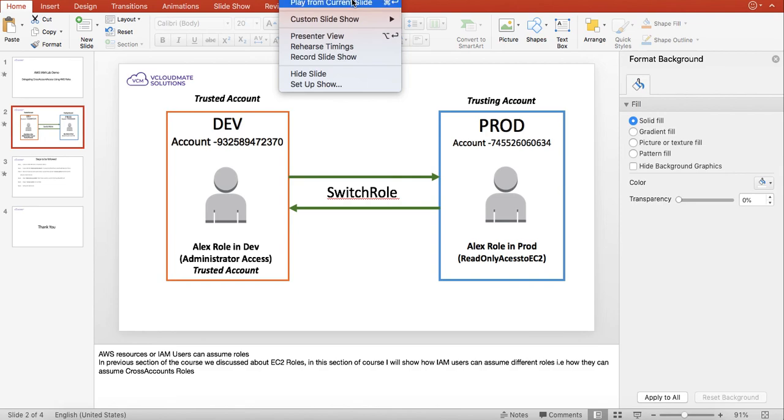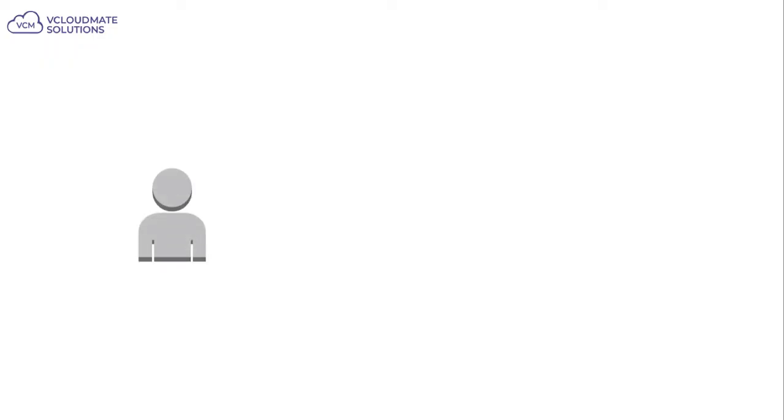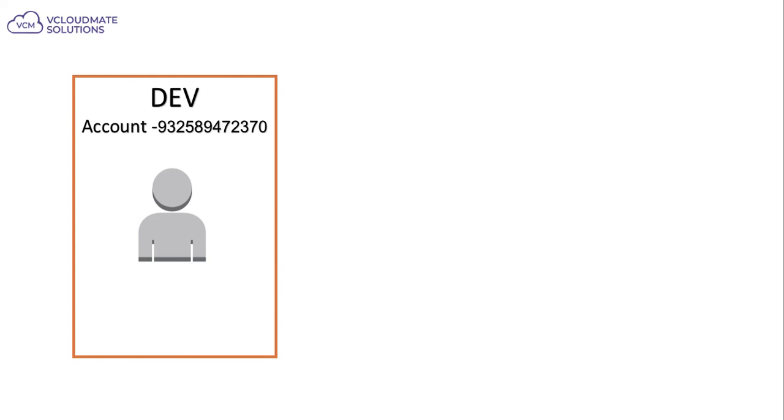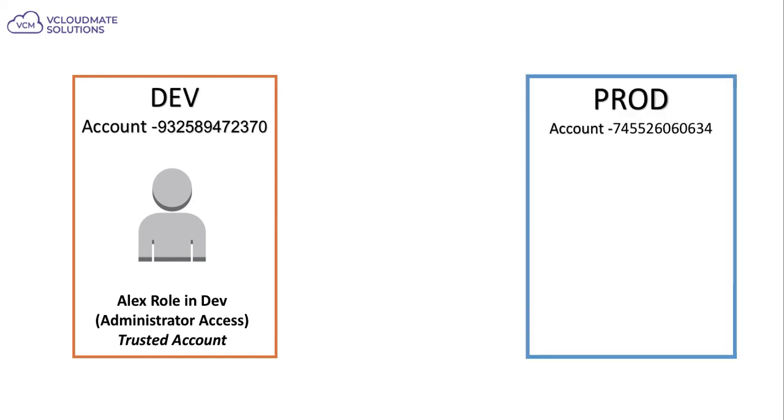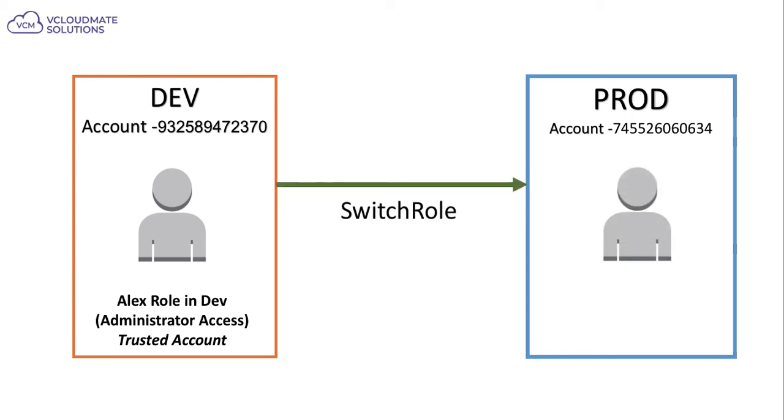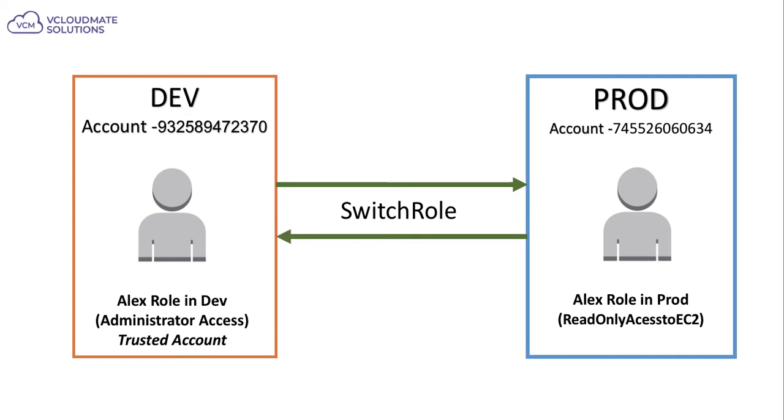Once again, reviewing, I just want to say that what we had is a development account. This was the account ID for the development, where Alex was playing the role of administrator, the so-called trusted account. On the other side, we had the production account, where Alex had to assume a role, which we got done with the help of switch role, and that role had a policy giving read only access to EC2 instances. So in the development account, we have created a policy. That policy assumes the role in the production account, which we were able to get done with the help of STS.